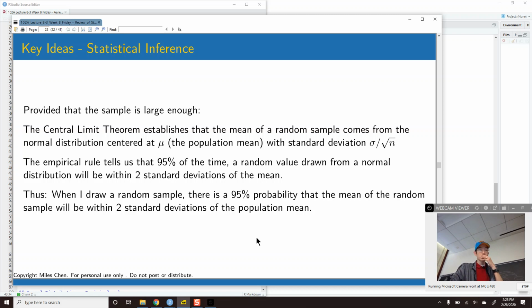Okay. The empirical rule tells us that 95% of the time, when you draw a random value from the normal distribution, it will be within 2 standard deviations of the mean. Okay, 95% probability. So what this says is, combining that, when I draw a random sample, there's a 95% probability that the mean of the random sample will be within 2 standard deviations of the population mean. All right. So that's just applying the empirical rule here.